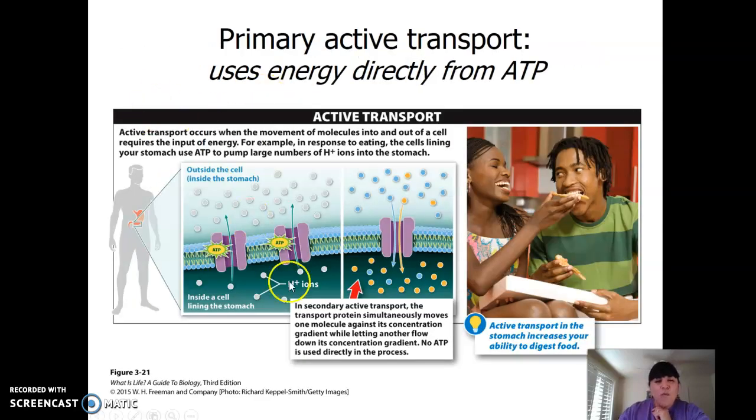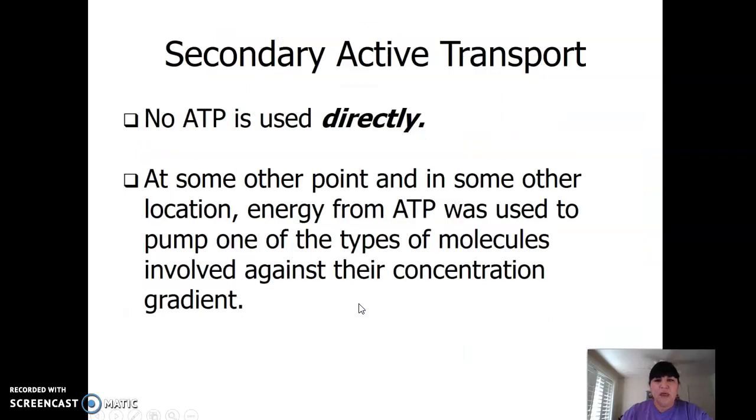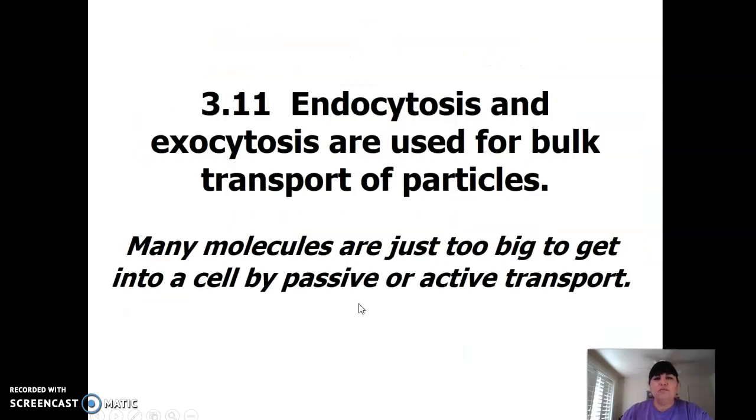So here we're going from low to high. Again, that's not the way molecules want to go. They want to go from high to low. So to go against the concentration gradient requires energy, and the energy is coming in the form of ATP. Primary active transport uses energy directly from ATP. You don't have to worry about secondary active transport. All right, so those are some movements through the cell membrane.